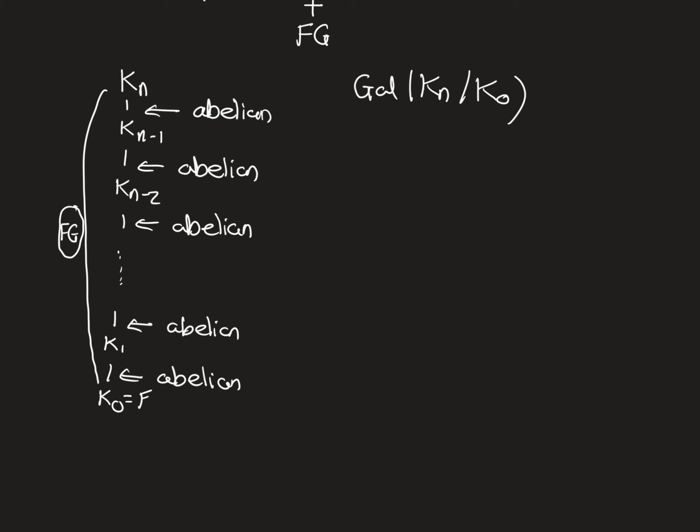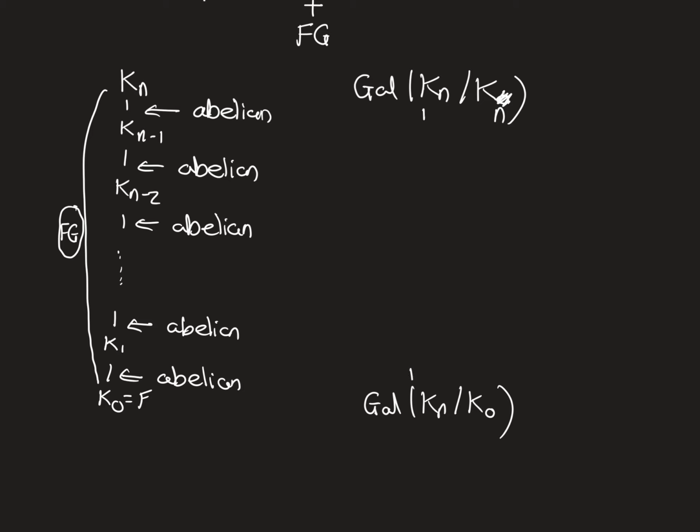And now we apply Galois correspondence again. So this needs to be down here. We need the Galois group of Kn over K0 to be down there. And then up here will be the Galois group of Kn over Km, which is just the trivial subgroup. And then Galois correspondence now holds.